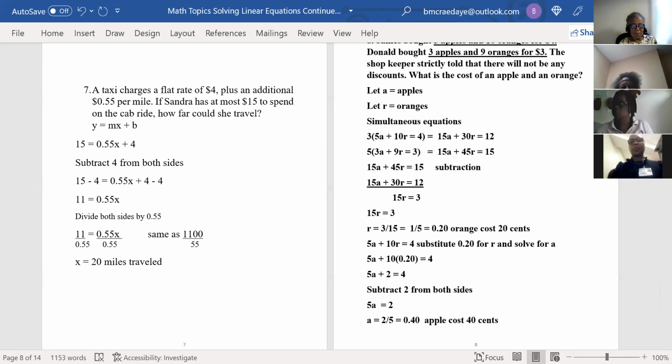Okay, so that's the cost. What is the cost of an apple? What's the cost of an orange? The orange costs 20 cents. The apple costs 40 cents. This is a simultaneous equation, and we solved it. And we said we could solve it by substitution.